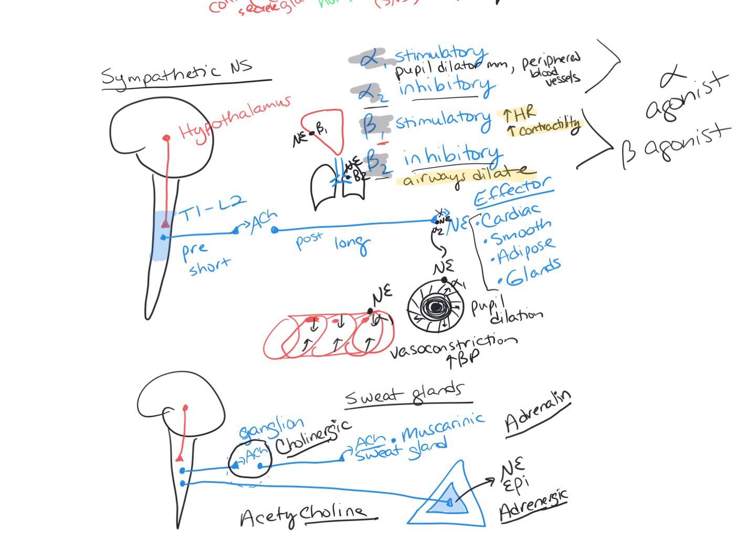A beta-1 antagonist would block beta-1 receptors, and so there would be a decrease in heart rate and a decrease in contractility. And a beta-2 antagonist would block the beta-2 receptors so that the airways would not really constrict, but they would go down to their most narrow diameter that they could.